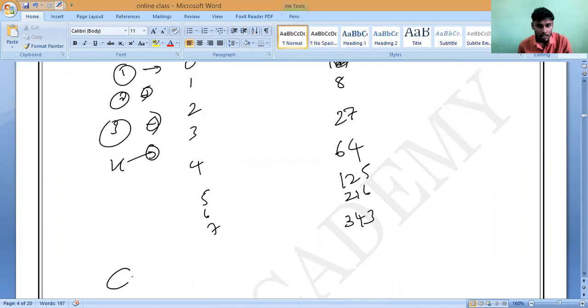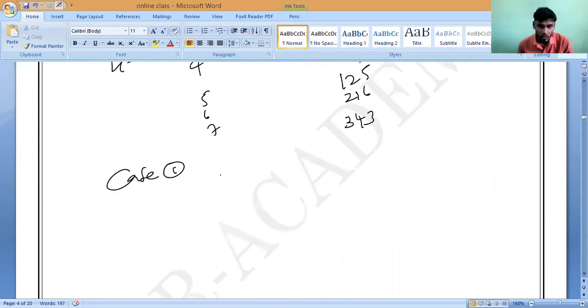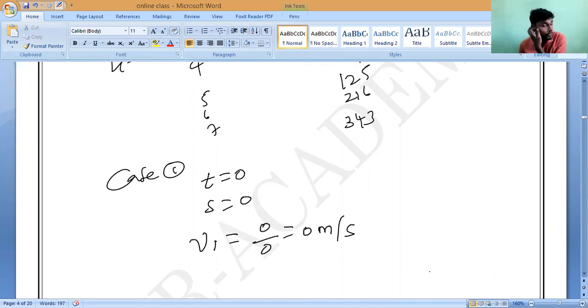So case 1, what is the speed? Case 1: time is equal to 0, distance is equal to 0. So speed, let me take speed V1, is equal to 0 by 0, which is equal to 0 meter per second. Correct?